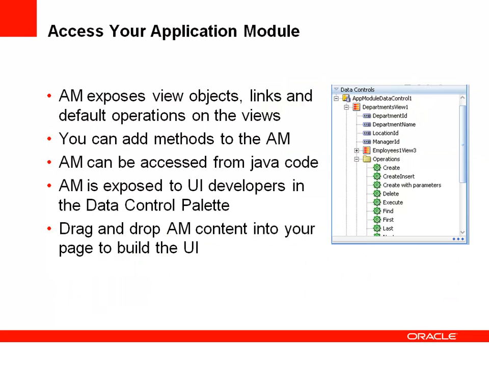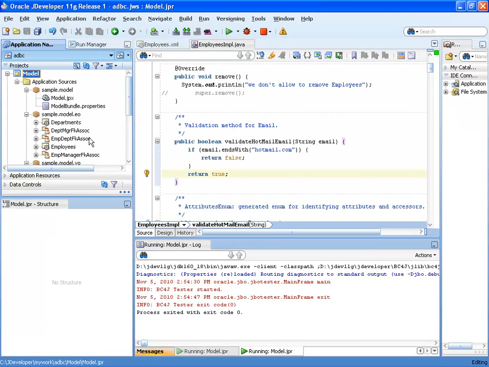So once you have actually completed creating your business service layer, how do people access it? Well, they access it through the application module. The application module exposes a set of view objects, basically your data model along with the links, and any specific operations that you coded at the application module level. Let me show you an example of how you can write some code at the application module level.